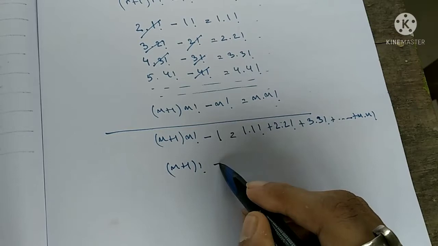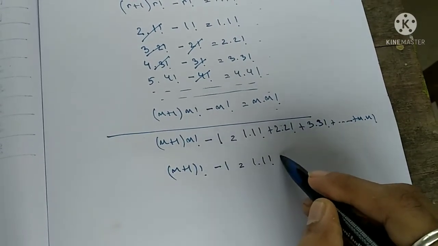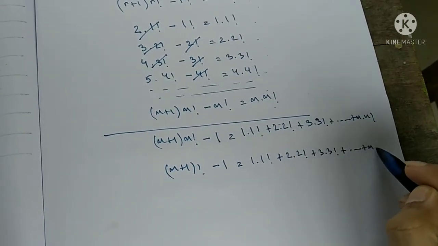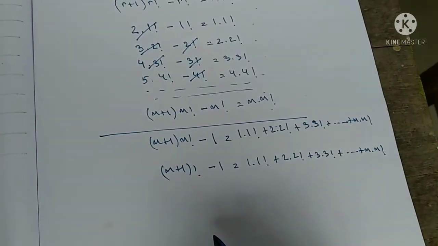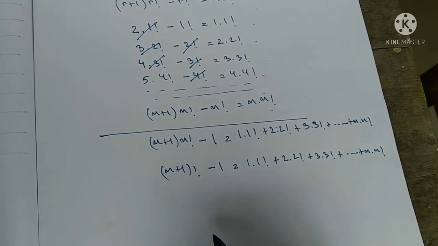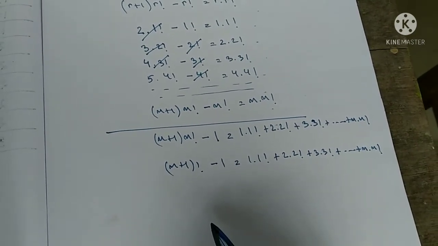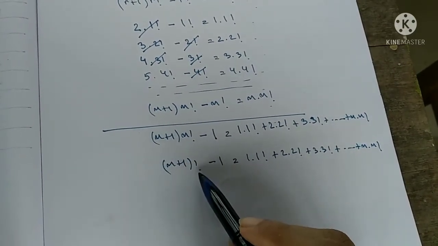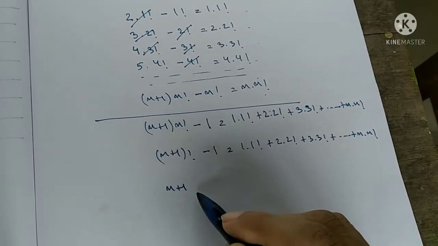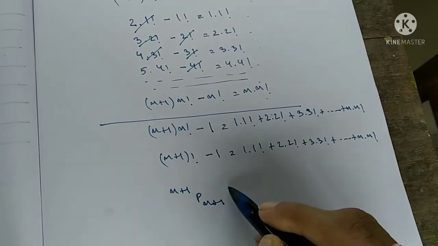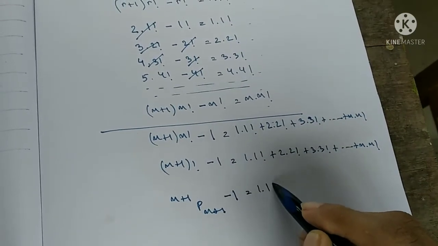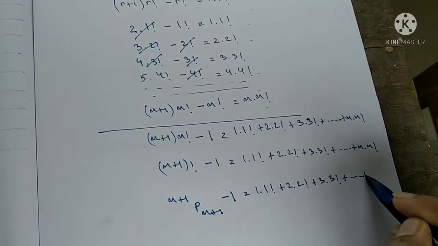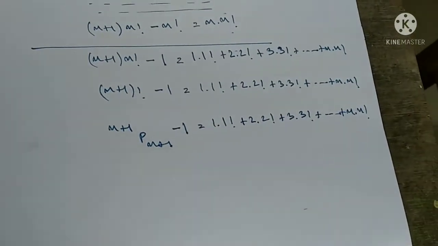So this became n plus 1 factorial minus 1 is equals to 1 into 1 factorial plus 2 into 2 factorial, 3 into 3 factorial plus dot dot dot plus n into n factorial. Finished? So this one you see n plus 1 factorial. Yes, n plus 1 factorial. This one it becomes n plus 1 P n plus 1 minus 1 is equals to 1 into 1 factorial, 2 into 2 factorial, 3 into 3 factorial plus dot dot dot plus n into n factorial.